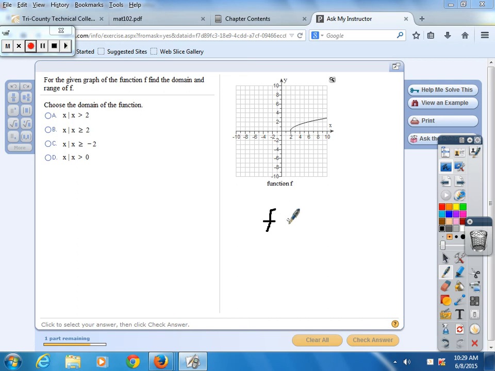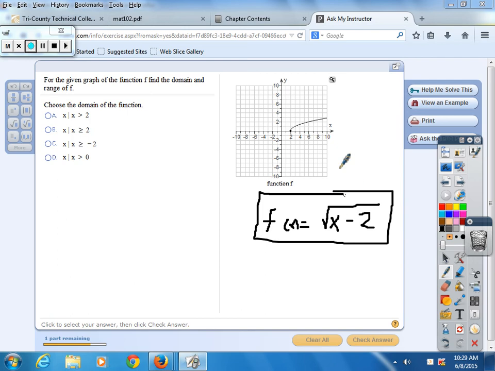F of x is equal to some form of a radical and x minus 2, because 2 minus 2 gives you square root of 0, which is right here. Just for your information, this is what this function looks like: f of x is equal to the square root of x minus 2. That's not important, but I'm showing you that this is a radical. This means a horizontal shift of 2 to the right, and there you go.